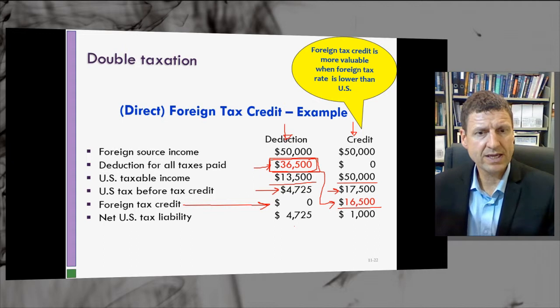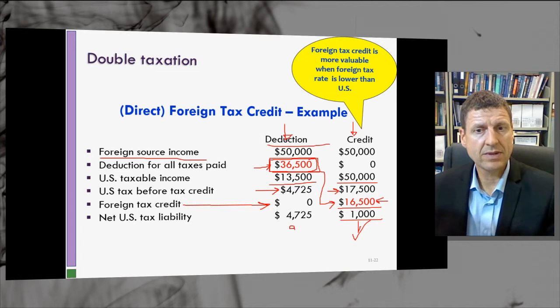So what is really interesting here is the net tax liability under A, the deduction approach, versus B, the credit approach. B is definitely much better because the net tax liability is only $1,000. And part of the reason is that you are actually getting a dollar-for-dollar credit at this stage, whereas under the deduction approach, you are not getting a dollar-for-dollar credit for tax paid. It just reduces your foreign source income.